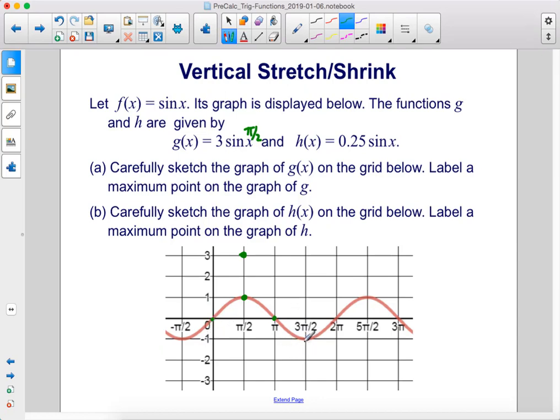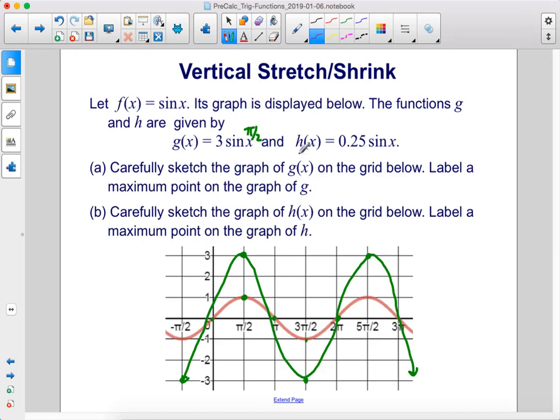But this point, for example, 3 pi over 2, the sine of 3 pi over 2 is negative 1. So negative 1 times 3 is negative 3. So this is what g of x is going to look like. It's a more exaggerated version of a sine wave. The maximums are higher, the minimums are lower.